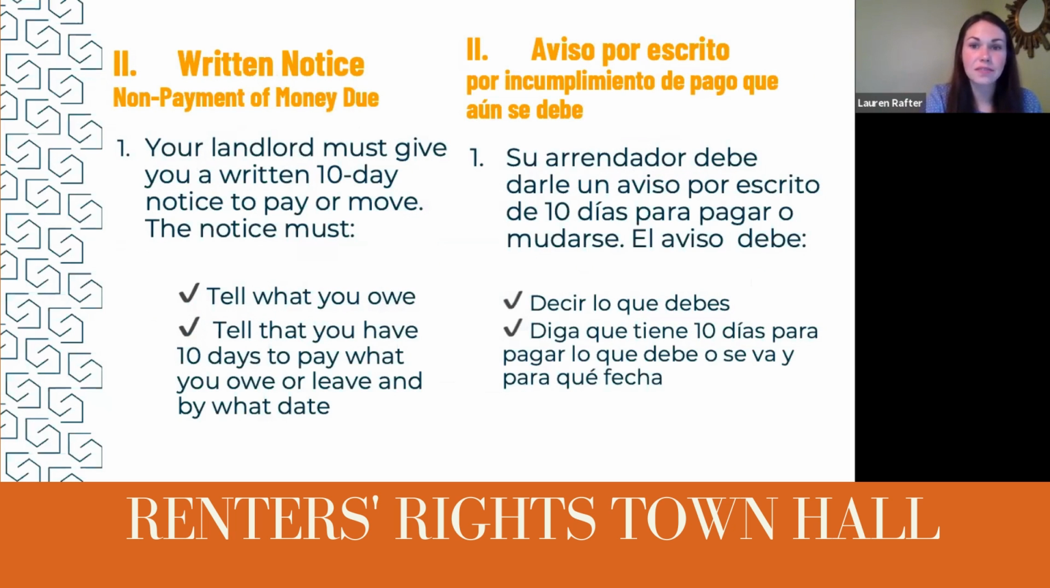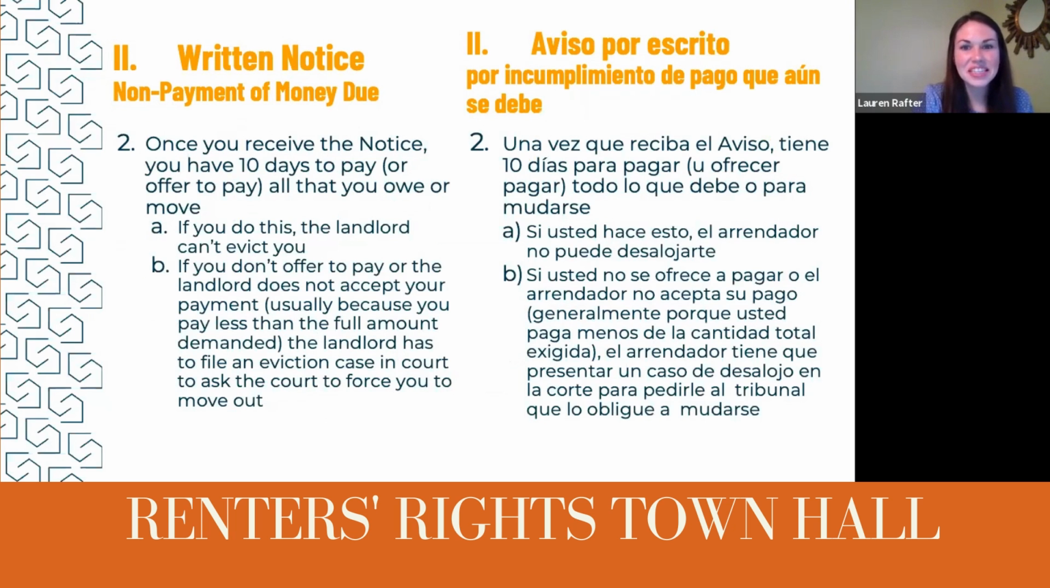So for all cases, except for a substantial violation, the landlord must give the tenant 10 days notice, telling the tenant what the lease violation is, and that they have 10 days to fix it or to move out. If the tenant pays that amount owed or offers to pay it, or fixes the violation within those 10 days, the landlord cannot evict you. If the issue is not remedied within that time period, the landlord can file with the court in order to get an order to evict you.